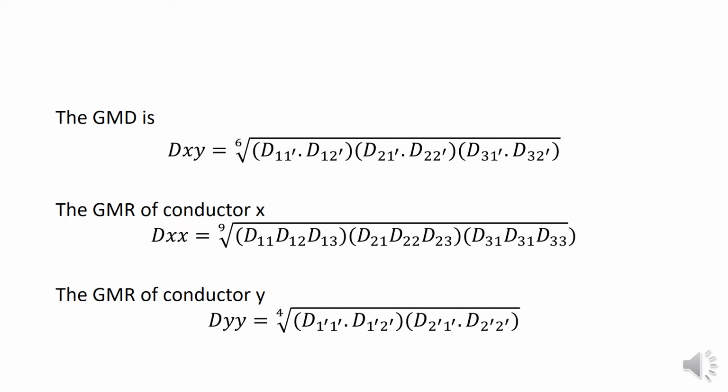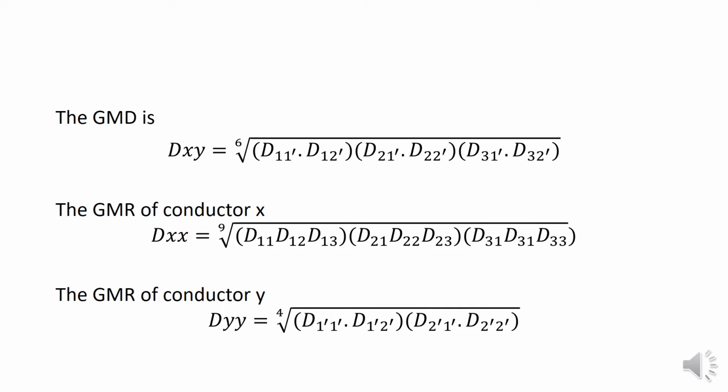D11 dash, that will represent the length or distance between line 1 and 1 dash. Okay, then multiply D12 dash. D12 dash means distance between 1 and 2 dash. Okay, so then can you see the pattern? Then we are writing like D21 dash. D21 dash means distance between line 2 and line 1 dash.